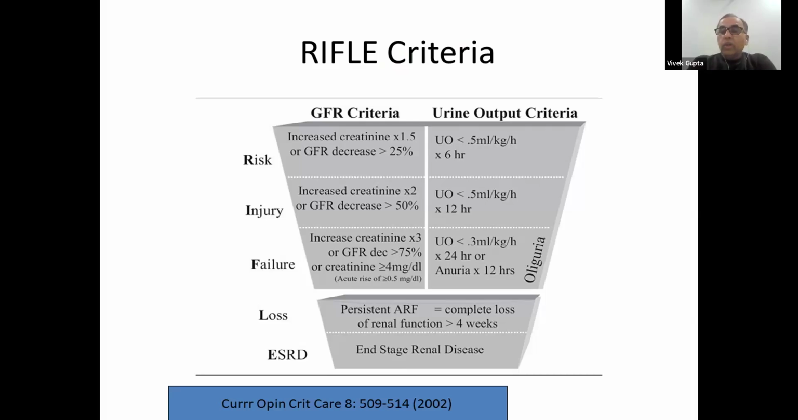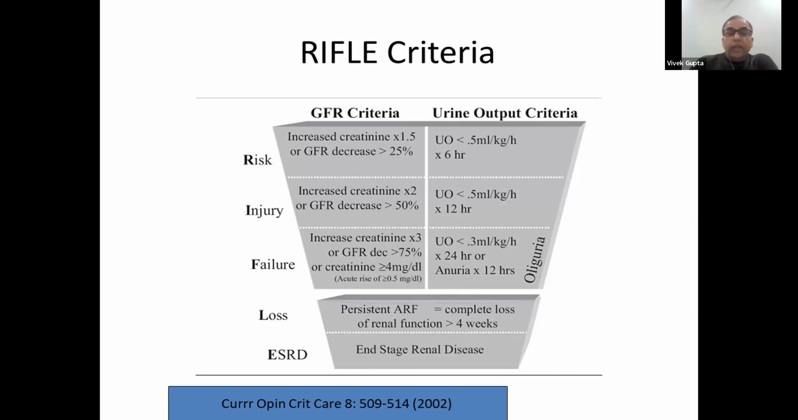The first three, risk, injury, and failure, consider acute kidney injury, where they take creatinine and urine output as the criteria, that is, worsening of creatinine or drop in the urine output in different time frames of 6 hours, 12 hours, or 24 hours, or anuric patient for 12 hours at the failure. The last two are basically for chronic kidney disease.